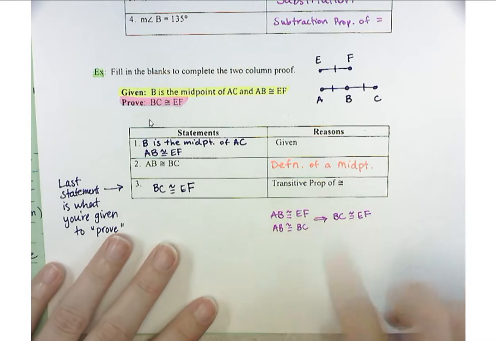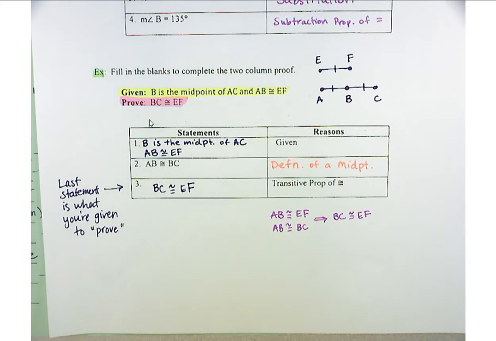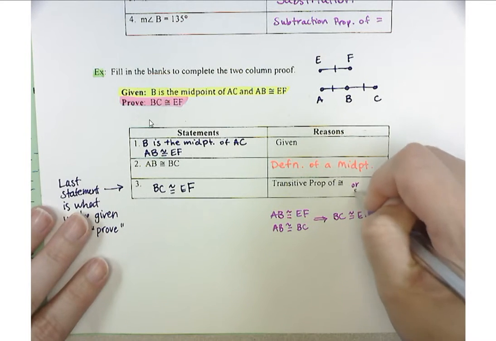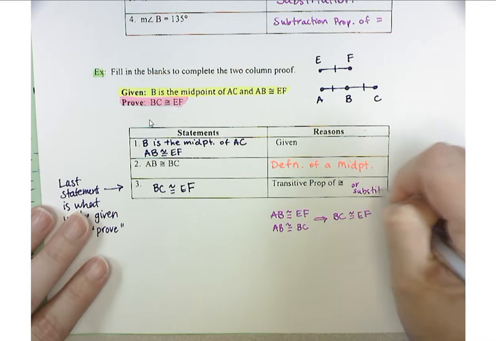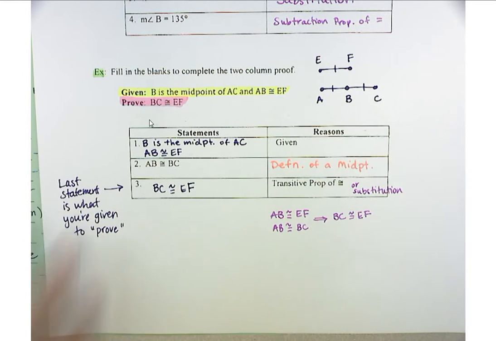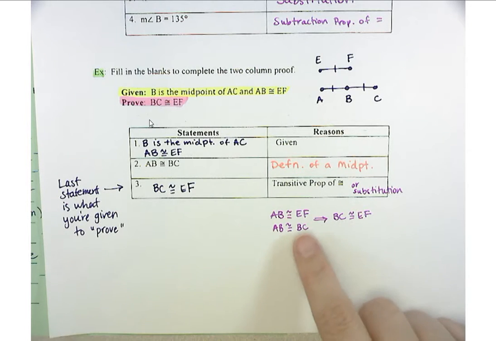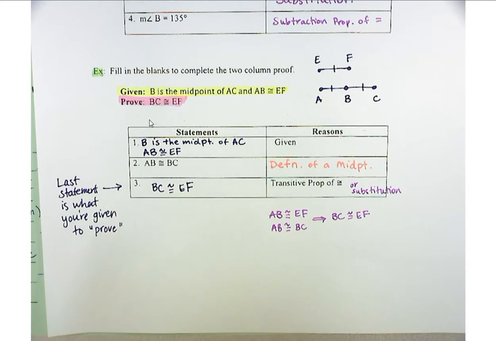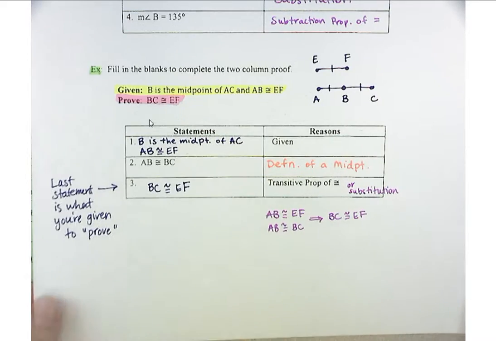And you could use the transitive property. You could also use substitution, right, because it's like you're plugging in BC for AB, or EF for AB. Okay, so if you said substitution, that's something that I would count as right as well.